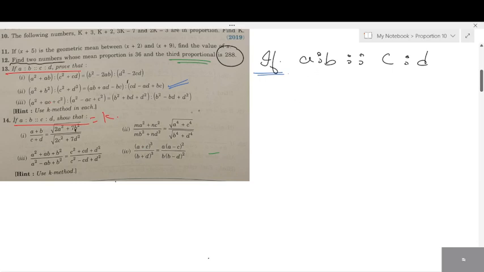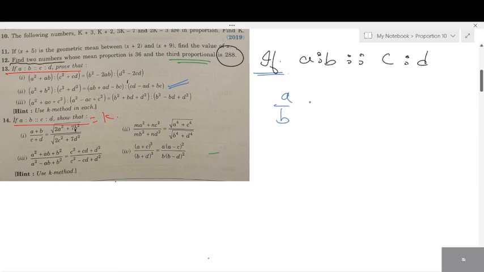Okay, this question, show that. They'll give you a value here and tell you to show any one value. There are 4 questions. Let me solve the first one. I'll solve the second one and the fourth one. Okay. So how do you solve this?